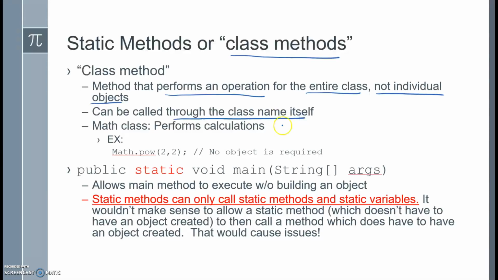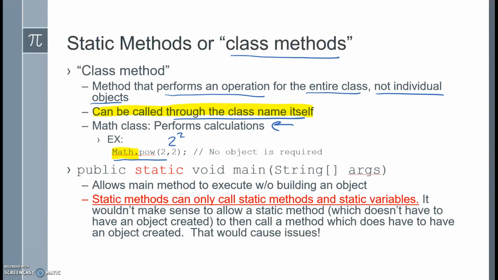And a perfect example of this is our math class. The math class is filled with static methods. And that's because in order to perform a mathematical calculation, we don't first have to have a math object. We just have to know what operation we want to do. So in this example here, I'm calling the math.pow method, which will take the power. So this will do 2 to the second power. And I don't need an object. All I need to do is tell the computer where to find that code. And I can find that code in the math class. So this is called through the class name.